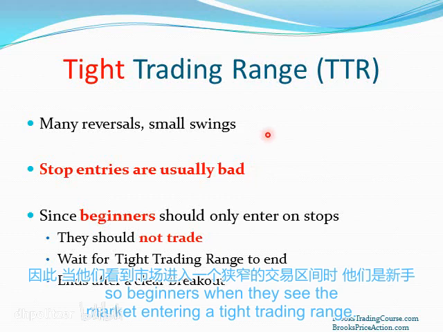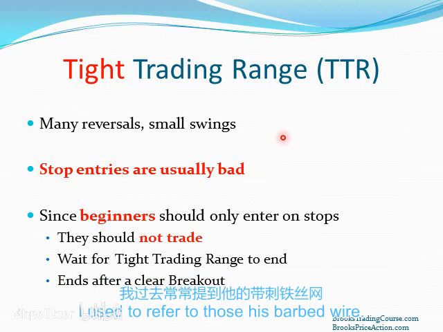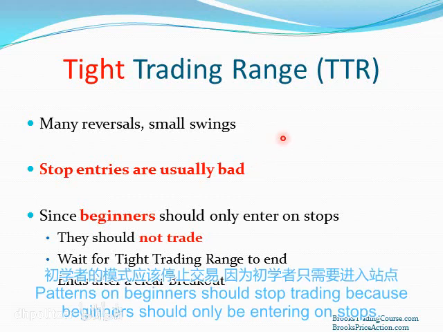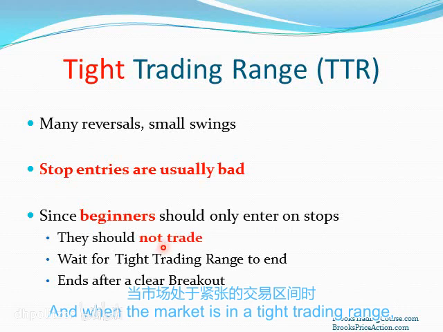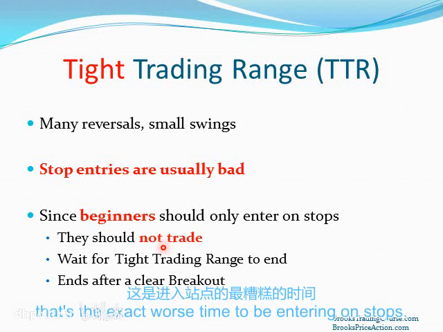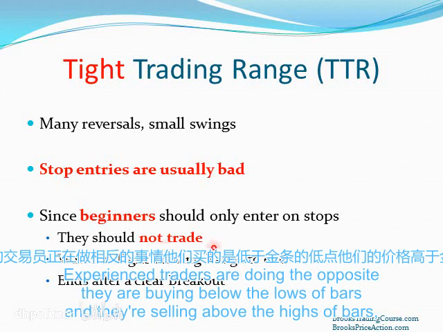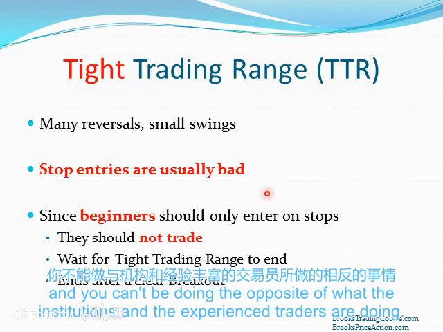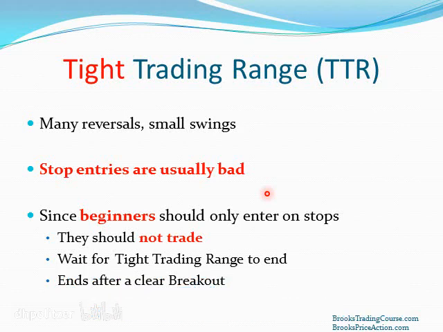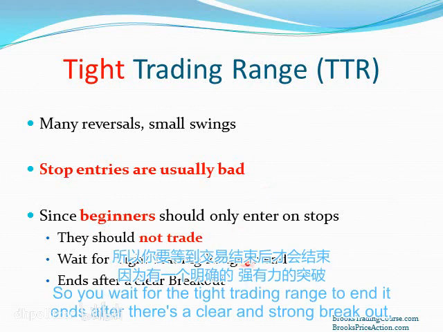So beginners, when they see the market entering a tight trading range, I used to refer to those as barbed wire patterns. Beginners should stop trading because beginners should only be entering on stops. And when the market is in a tight trading range, that's the exact worst time to be entering on stops. Experienced traders are doing the opposite. They're buying below the lows of bars and they're selling above the highs of bars. And you can't be doing the opposite of what the institutions and the experienced traders are doing, because you'll lose money. So you wait for the tight trading range to end.